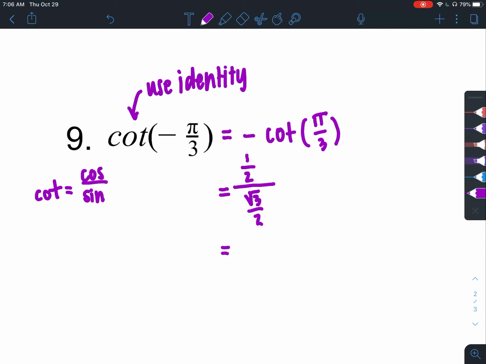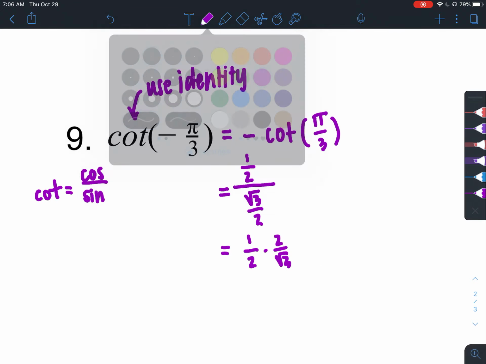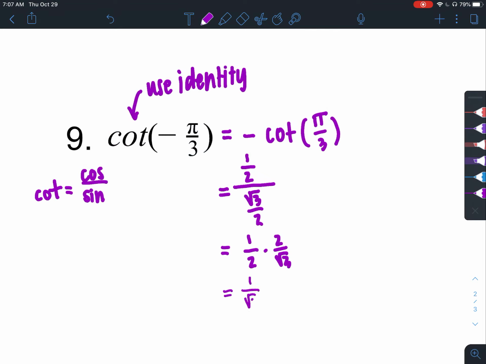So then we just keep simplifying, so we get 1/2 times 2 over radical 3. So we get 1 over radical 3. If I multiply by radical 3 over radical 3, I get radical 3 over 3 as my answer. But I have to make it negative, so negative radical 3 over 3 is the value of that.